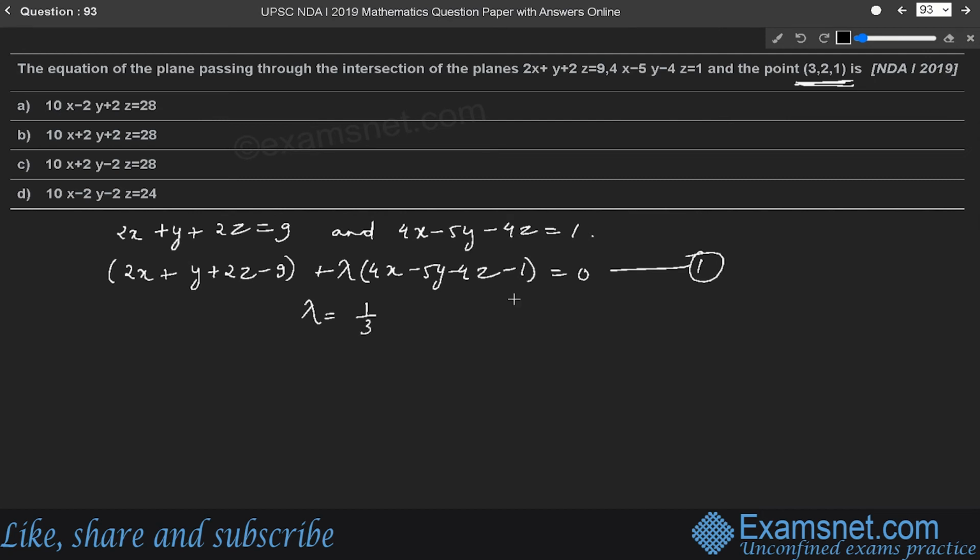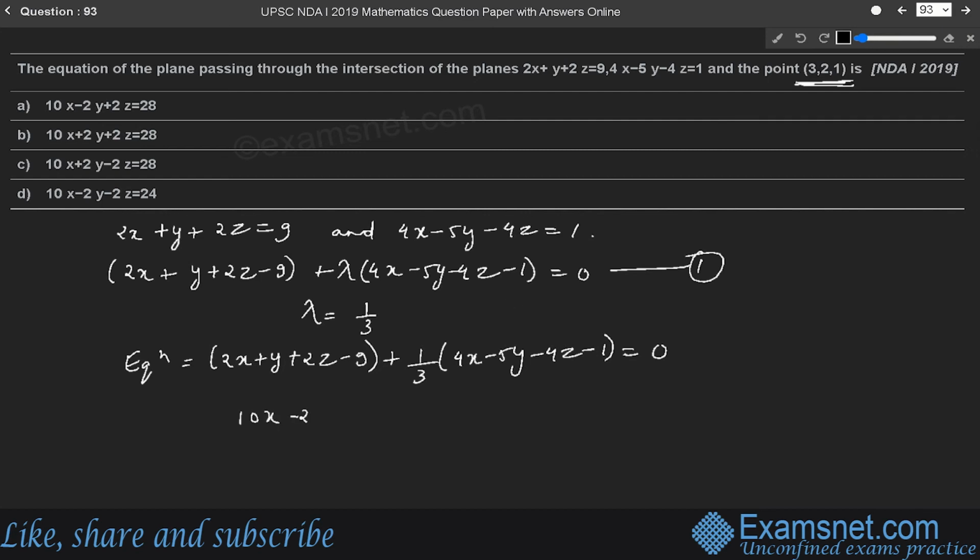Hence, the required equation of plane will be 2x plus y plus 2z minus 9 plus 1 by 3 into (4x minus 5y minus 4z minus 1) is equals to 0. It can be further written as 10x minus 2y plus 2z is equal to 28. So this is the required equation of the given plane. Therefore, the correct option for this answer is option number A.